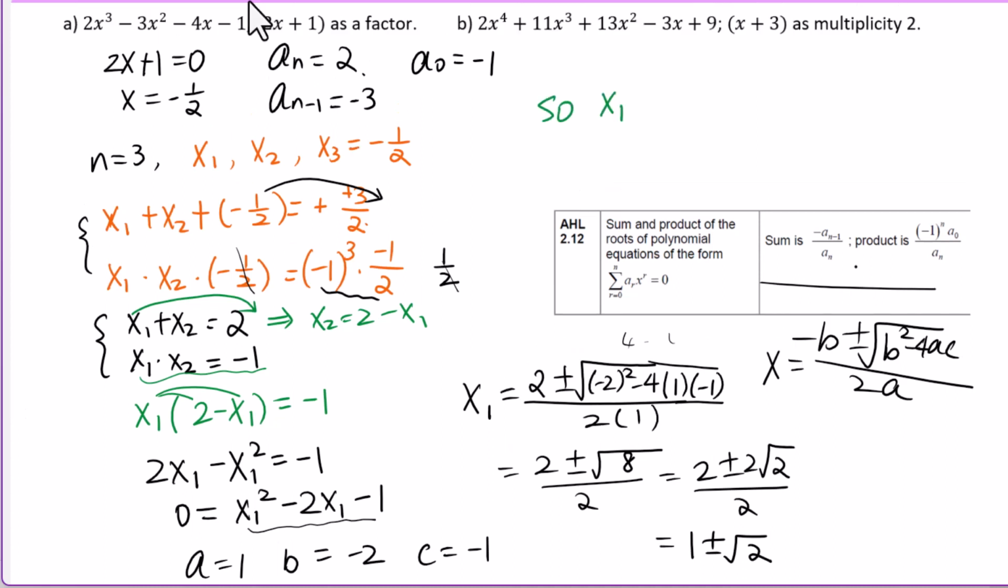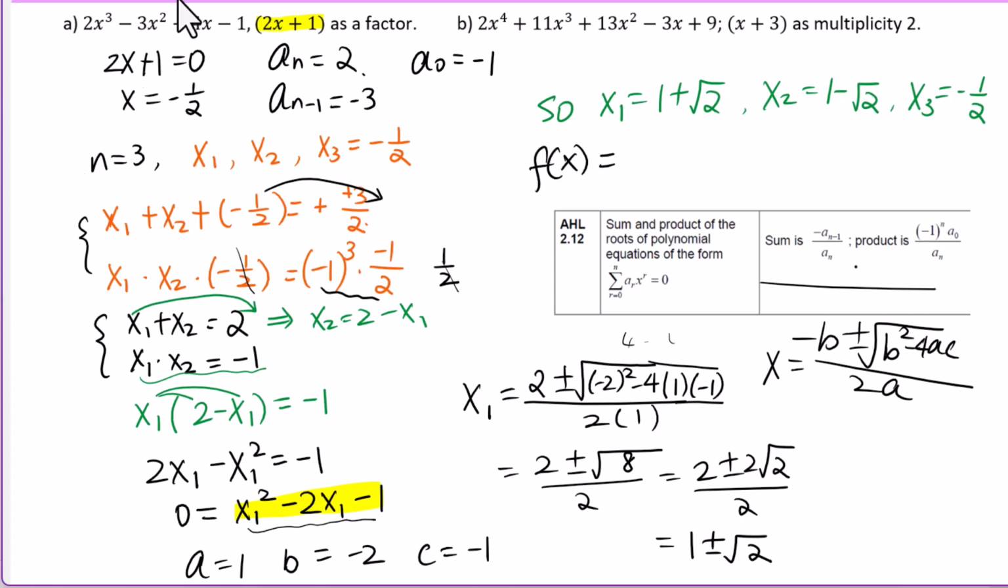So x1 = 1 + square root of 2. x2 = 1 - the square root of 2. x3 = -1/2. Factor. We have 2x + 1, and also this is another factor. So f(x) = (2x + 1)(x^2 - 2x - 1).